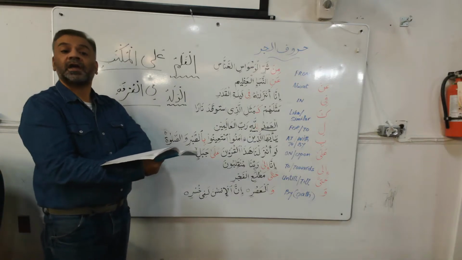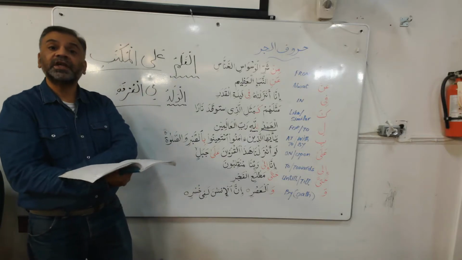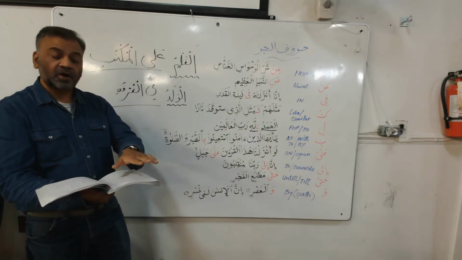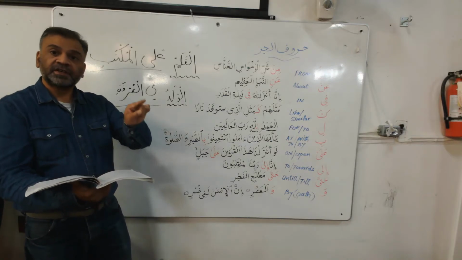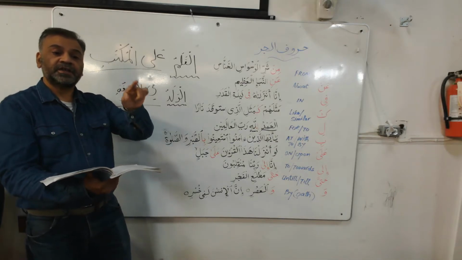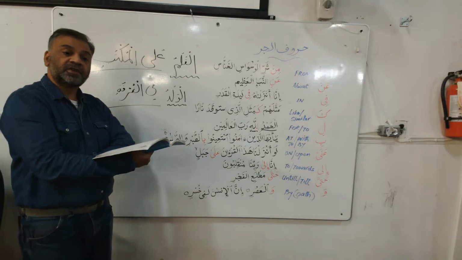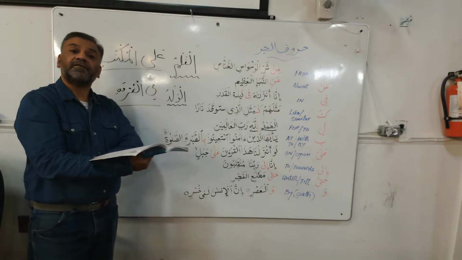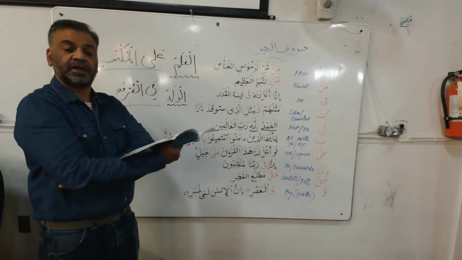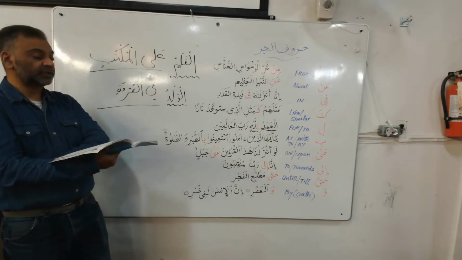How do I differentiate between the moon letters and the sun letters? You see, all the sun letters have the shadda on them. They all have the shadda on them. That is, when the al comes, they will have the shadda on them. So that's one differentiation between the moon letters and the sun letters, right?